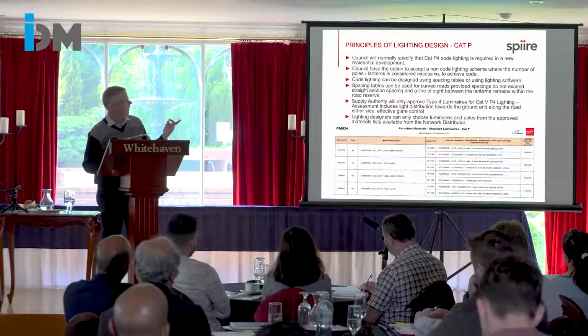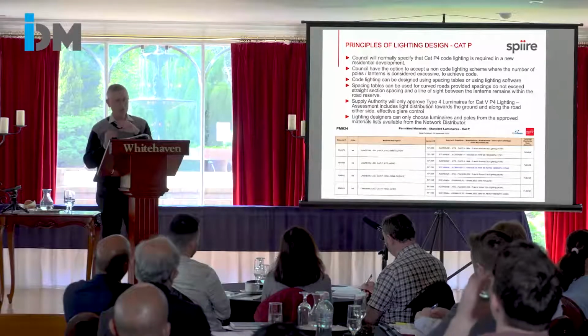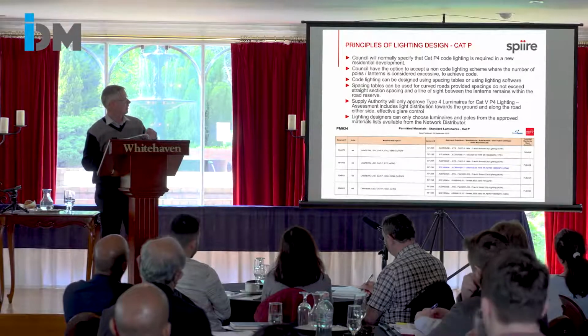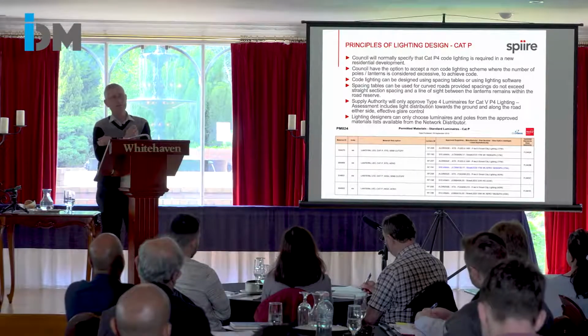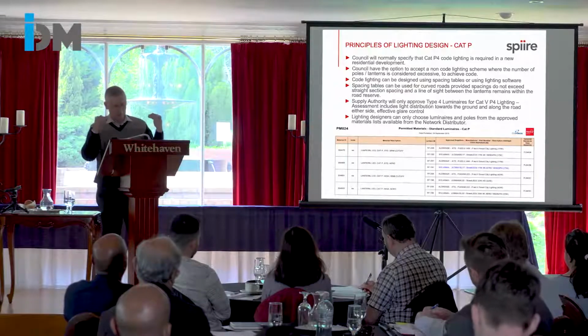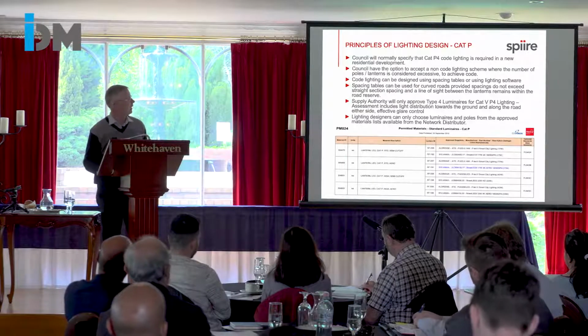And in the case of Type 4 luminaires, they do have effective glare control, and they also have very low upward waste light. So lighting designers need to choose luminaires and poles from approved materials lists, which are available from the network distributor.